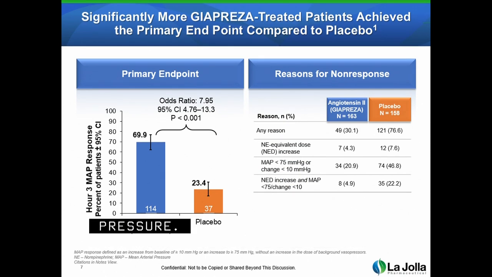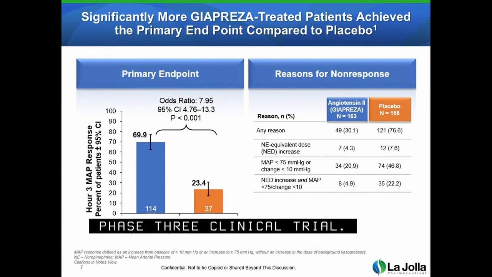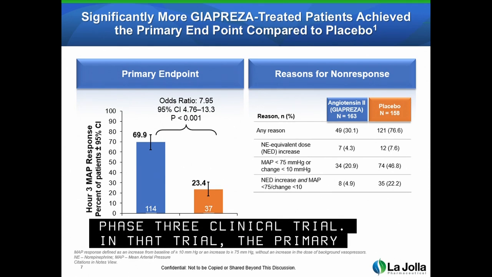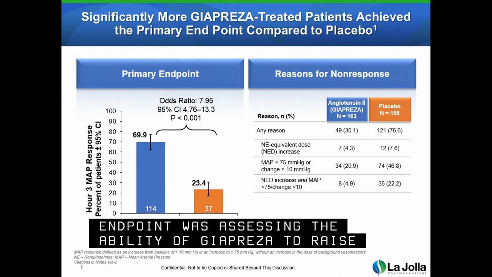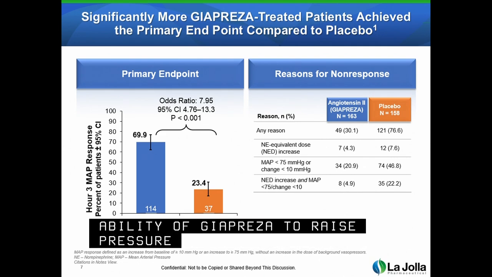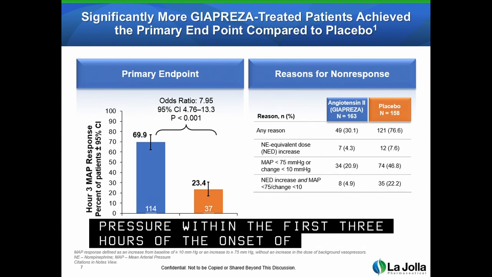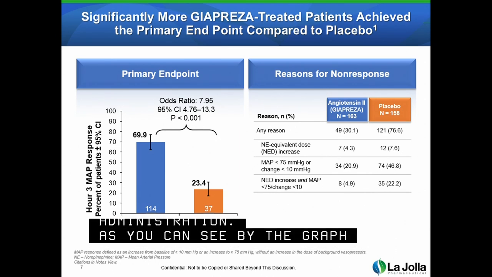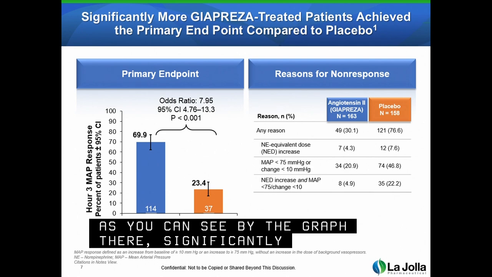Giapreza was evaluated in a phase 3 clinical trial called ATHOS 3, and in that trial, the primary endpoint was assessing the ability of Giapreza to raise mean arterial pressure, or MAP, within the first 3 hours of the onset of administration. And as you can see by the graph there, significantly more Giapreza-treated patients achieved the primary endpoint compared to placebo.